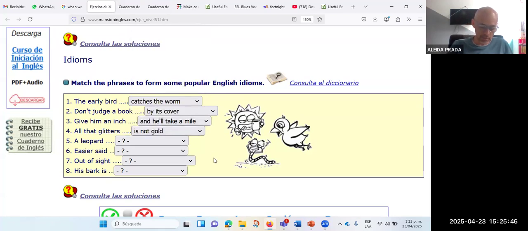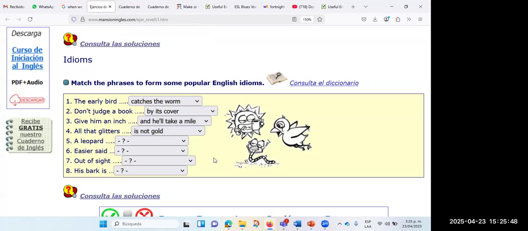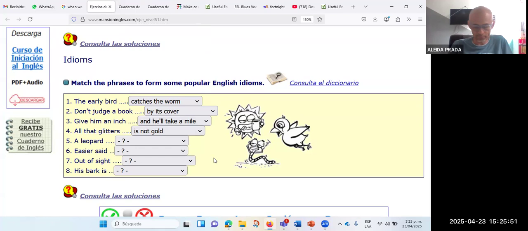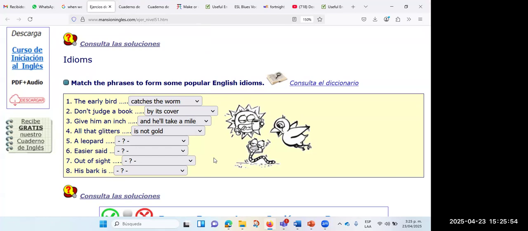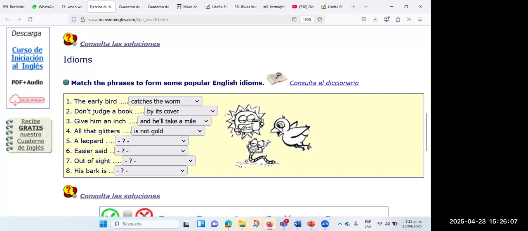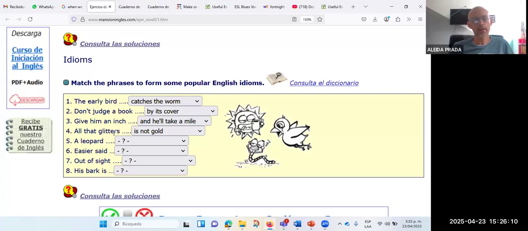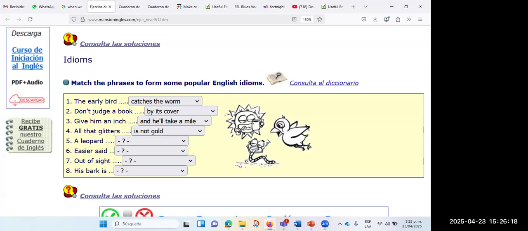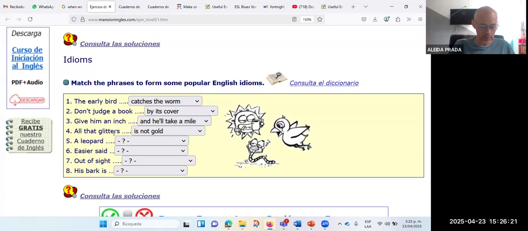In Spanish, what is that meaning? No todo lo que brilla es oro. But I have a question. Glitters, I think that word was sparkles or bright. Yes, synonymous, right? Shines, or sparkles, or glitters is the same. Those are synonyms. Oh my goodness, I didn't know that word. Okay, all that glitters is not gold.